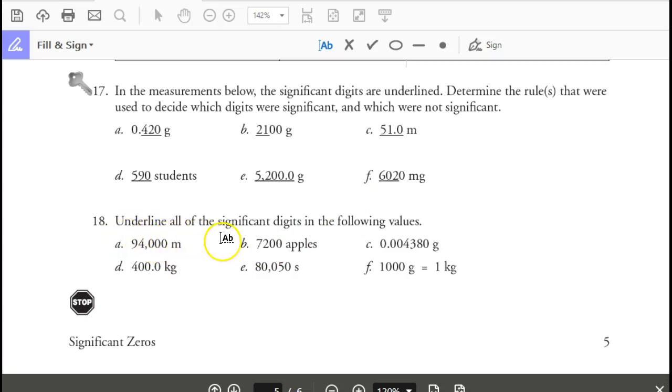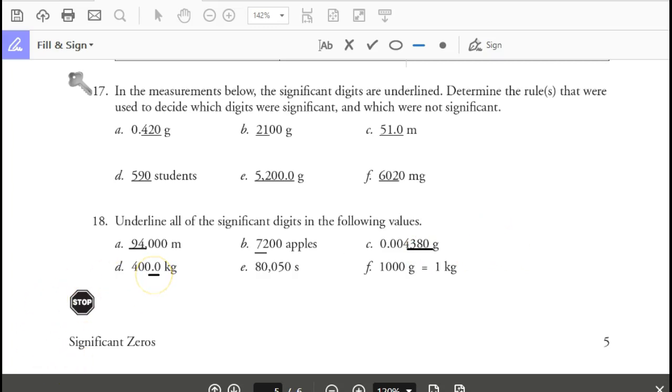For 18, underline all the significant digits in the following values. So for this one, let me get a liner. Only the 9 and the 4 count, because remember, this is an implied decimal, so these are only placeholders and they don't count. This one, only the 7 and the 2 count. The other 2 are placeholders, so they don't count. This one, 4, 3, let me underline it correctly. 4, 3, 8, 0 are significant because the 0 at the end is at the end and there's a decimal point.